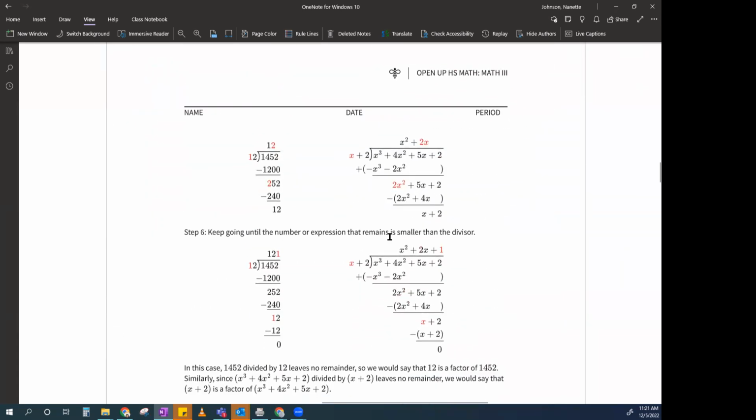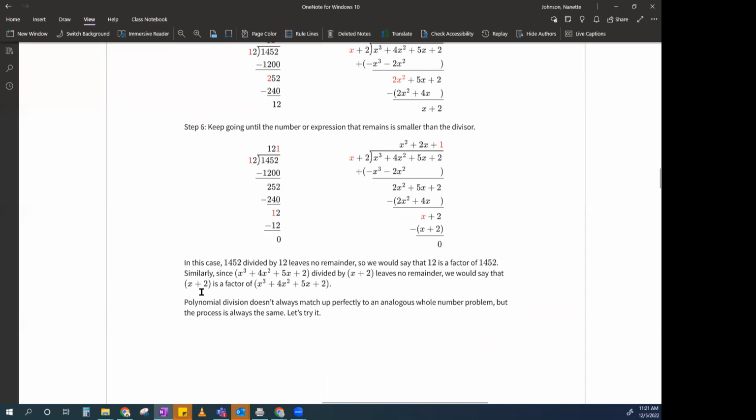All right. And then, so here you notice, boom, boom, boom, it's all done. So it says, in this case, 1,452 divided by 12 leaves no remainder. So then we say that 12 is a factor of 1,452. Ta-da, that's what I wanted you to know. Similarly, because this has a 0 as what's left over, has no remainder, it means that x plus 2 is a factor of x cubed plus 4x squared plus 5x plus 2.